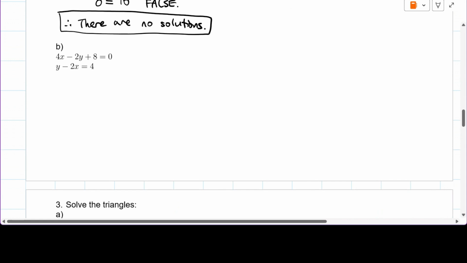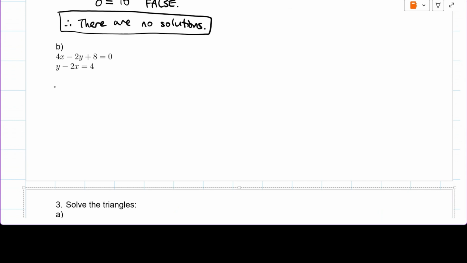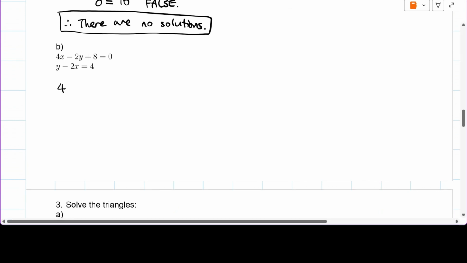Let's do this part B as well. 4x minus 2y plus 8 equals 0, y minus 2x equals 4. So for this one, I'm going to use the elimination method, but I'm going to align some values before I do that. Let's keep the format of the first equation. So that's going to be 4x minus 2y plus 8 equals 0. And then the second equation, the order is kind of weird. So let's put the negative 2x forward, and then plus y. And then the 4 on the right-hand side, let's put that into the left-hand side by putting minus 4 on both sides.